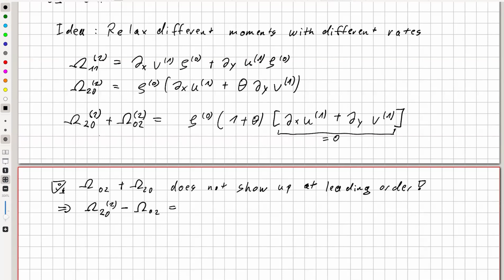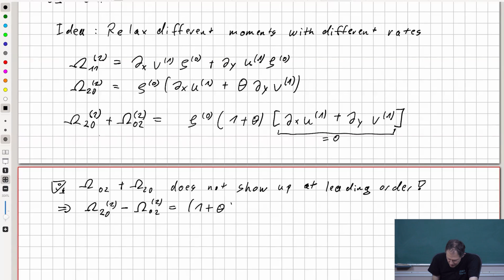This thing here, the second order, is 1 plus theta rho 0, and here we have the difference between the two, dxu to first order minus dyv to first order. Now this is not 0, yeah? So this omega 2 0 minus omega 0 2 influences the leading order.